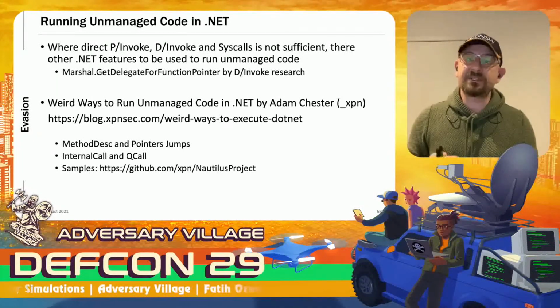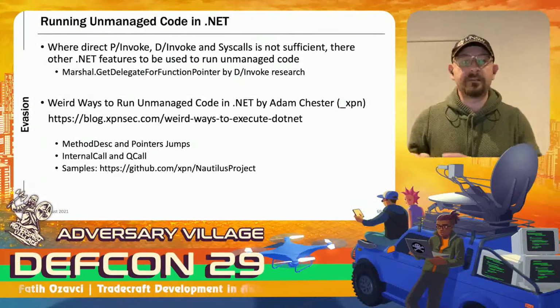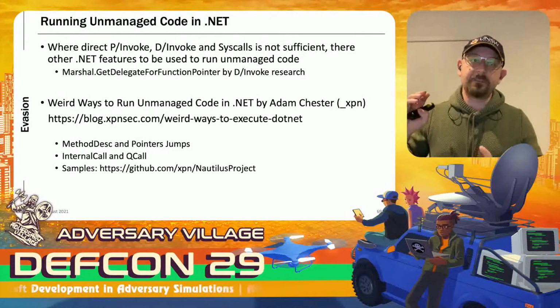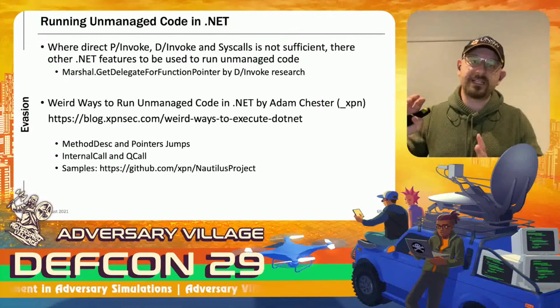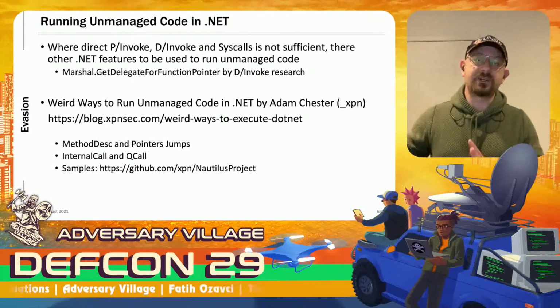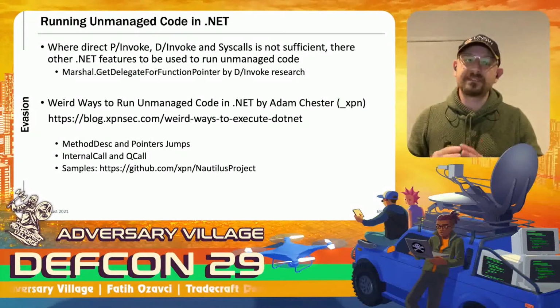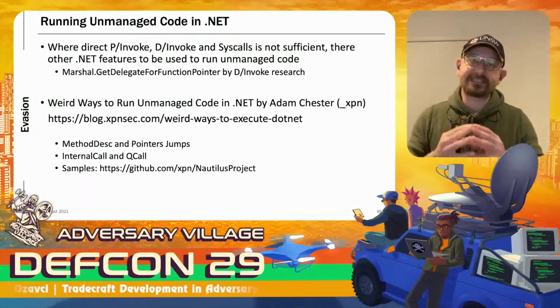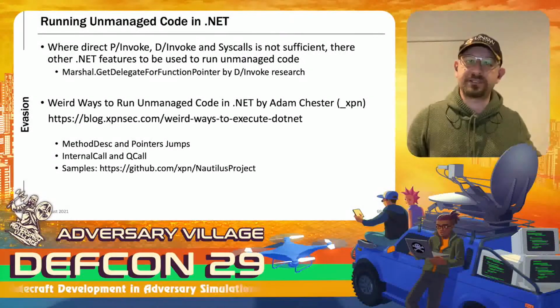It is using actually MethodDesc and pointers for the function pointers, and it is very similar to dynamic invoke and GetDelegateForFunctionPointer. So simply Marshal.GetDelegateForFunctionPointer has been used to dynamically resolve the APIs in the D/Invoke research, but this time we simply used other delegations, InternalCall and QCall, to escape from the managed environment to unmanaged.